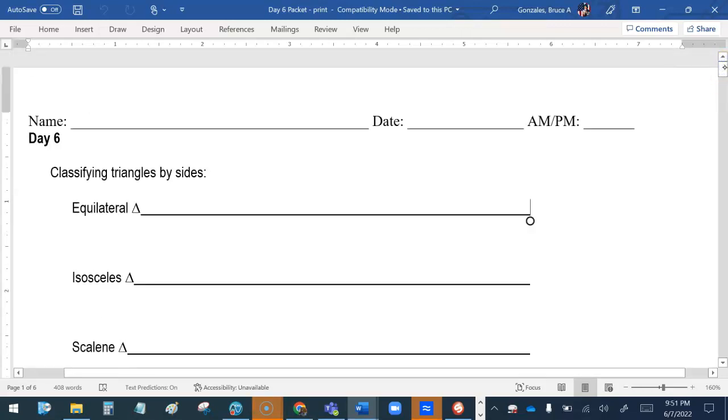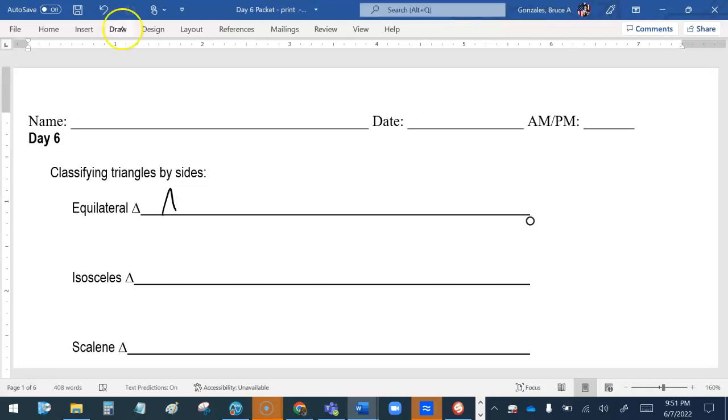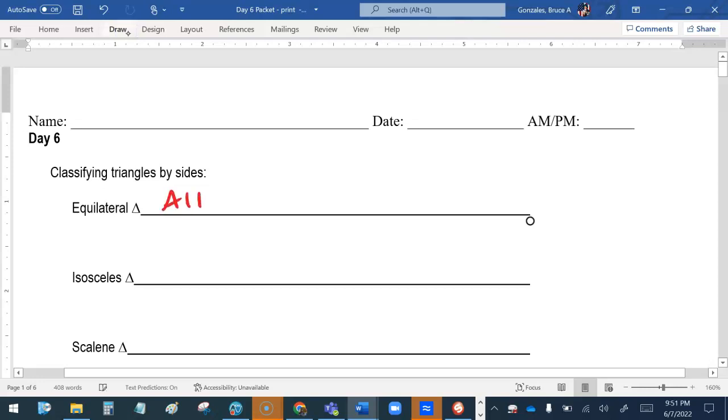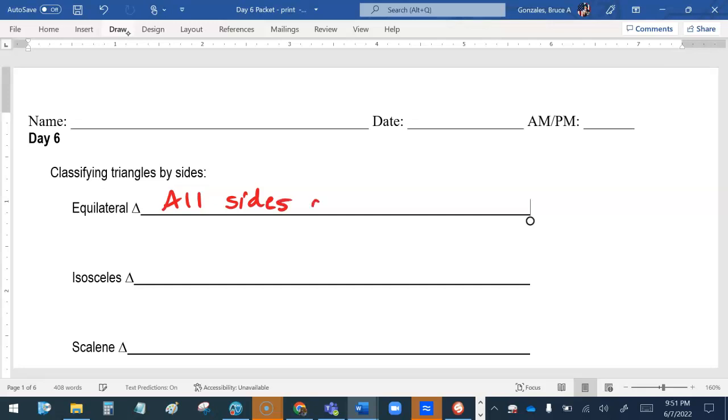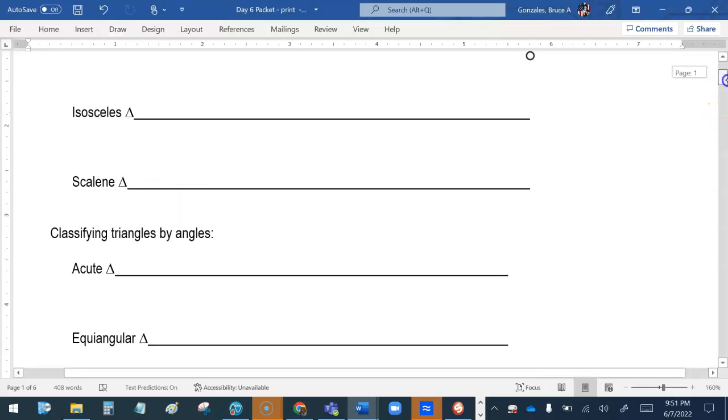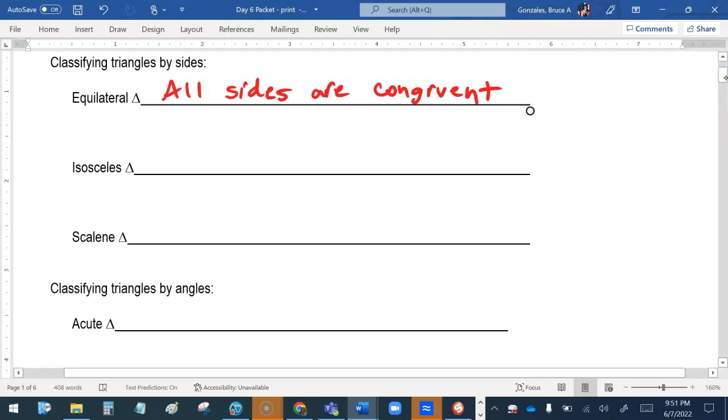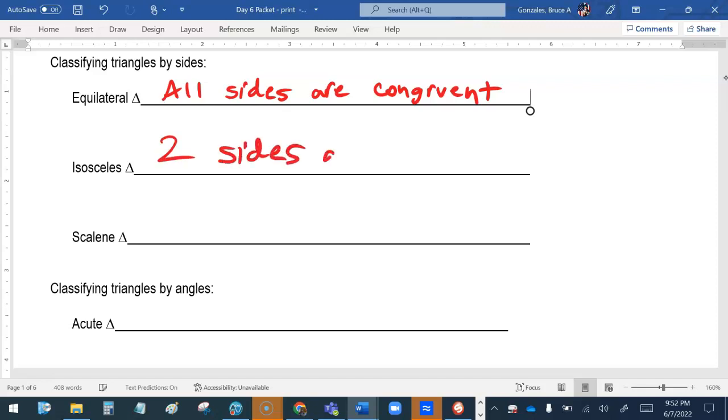All right, so day 6, classifying triangles by sides. So an equilateral triangle is when all 3 sides are equal. Or all sides are congruent, I should say. Okay, so equal, think about equal measurements. All 3 side lengths are equal measurements. Now, isosceles is when 2 sides are congruent.